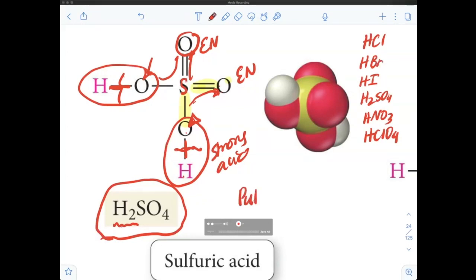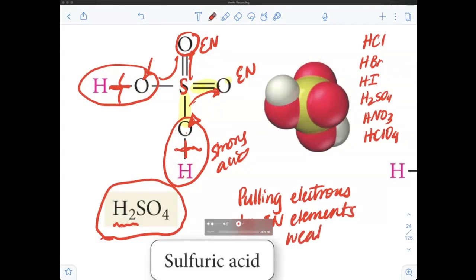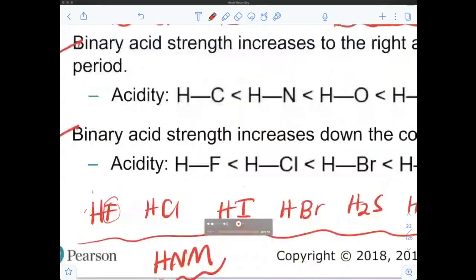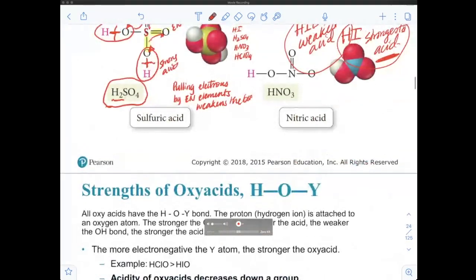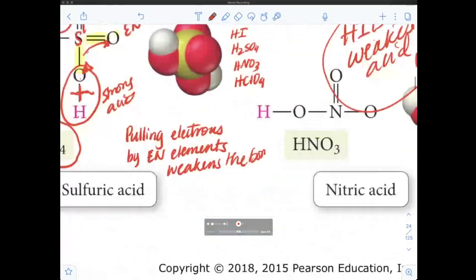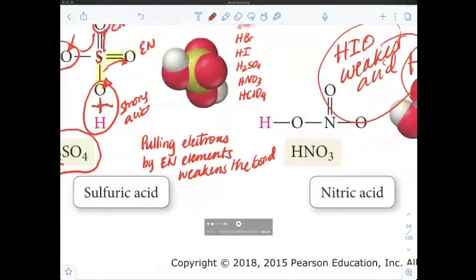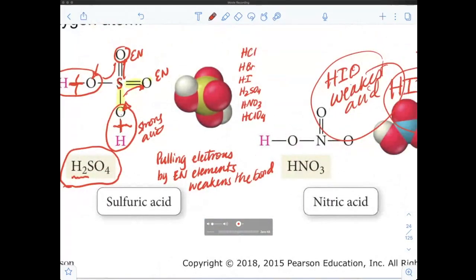So pulling electrons is done by electronegative elements, right? Electronegative elements weaken the bonds. Oops. I need to be mindful of this. Sorry, guys. I'll get used to this eventually. So weakens the bond. Okay. It's all about my hand placement.